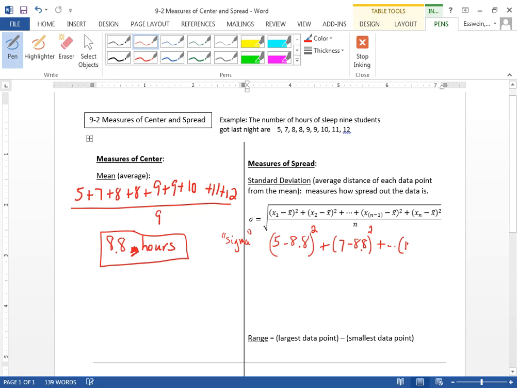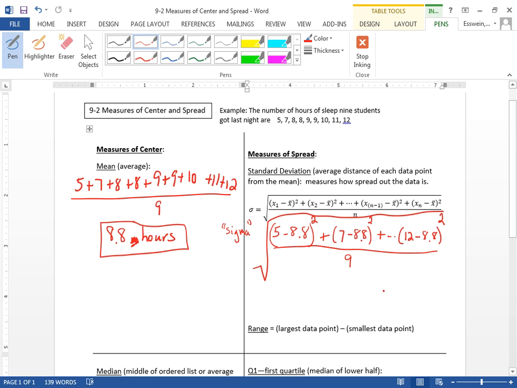That would be 12, right? How far away is 12 from 8.8? So you take each of those differences from the average, you square them, you add them up, and then you are finding the average. So you still divide by 9, like we did with the mean. Since you squared everything, your answer won't make reasonable sense unless you take the square root of all of these differences. If you go ahead and do that, you would get, you guys were very close, 1.99 hours.